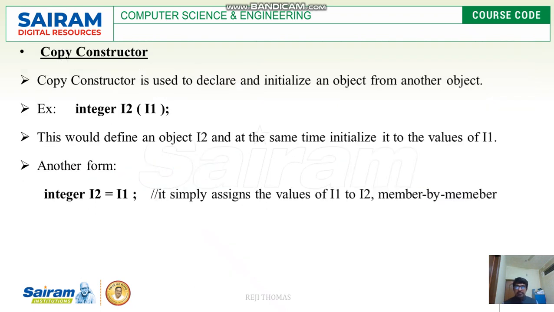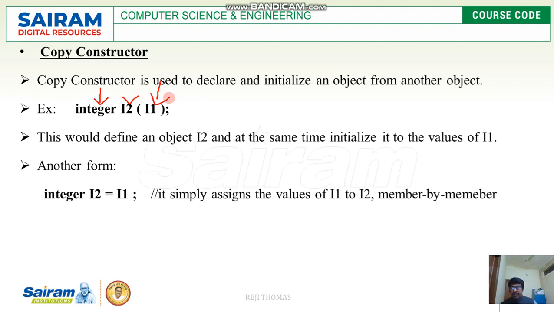Let us see another one, known as the copy constructor. A copy constructor is used to declare and initialize an object from another object. We can assign the value of one object to another object by using a copy constructor. Let's look at the first example, where we have i2, which is of type integer, and this is going to get the value of object i1.